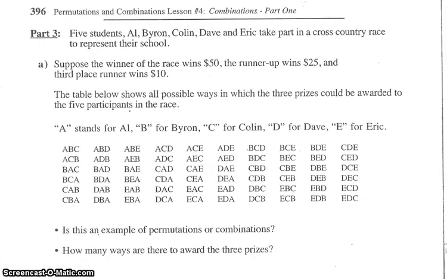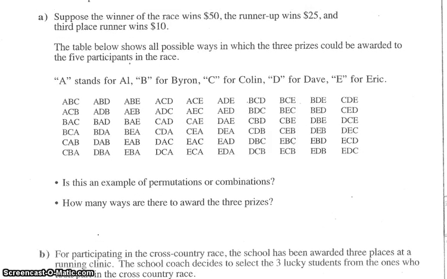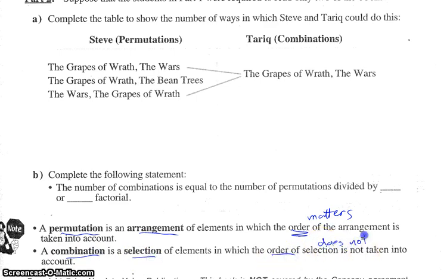So a permutation is an arrangement. Oh, I went way too far. Sorry about that. Okay, a permutation is an arrangement of elements in which the order of the arrangement is taken into account. So permutation, arrangement, order matters. A combination is a selection in which the order does not matter. That's how I'll refer to it. All right, good. Let's look at the next page.